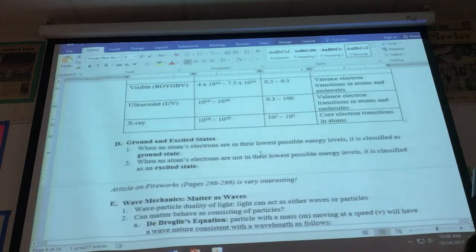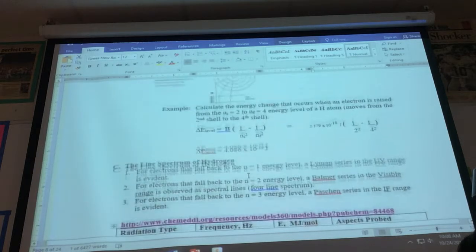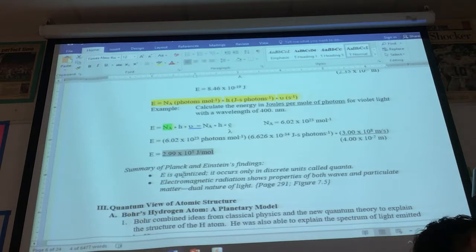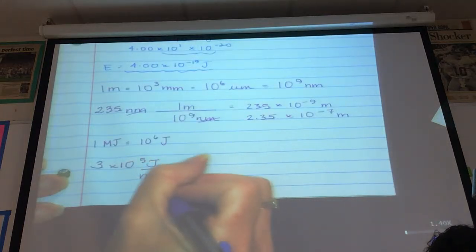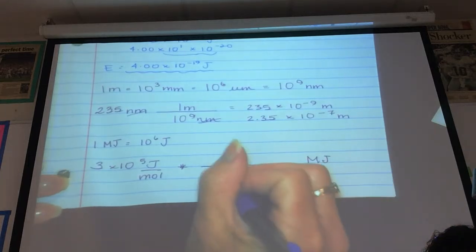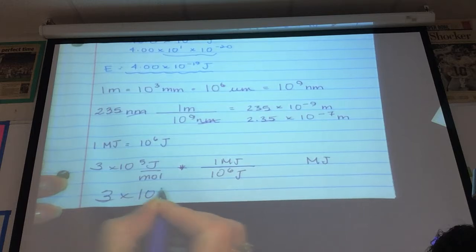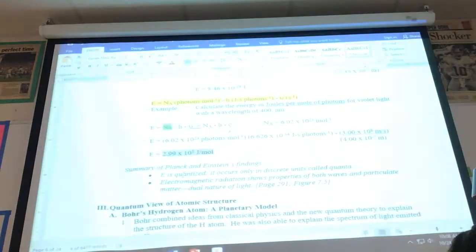The other piece of the puzzle that I want to mention in regard to this table, and this is where really putting concepts together is critical. Previously, we calculated the energy per mole of photons, and we had about 3 times 10 to the 5th joules. So if we had 3 times 10 to the 5th joules per mole, and we wanted to get to megajoules, we're going to have 1 megajoule and 10 to the 6 joules, and that's going to be 3 times 10 to the negative 1, or 0.3 megajoules, right?